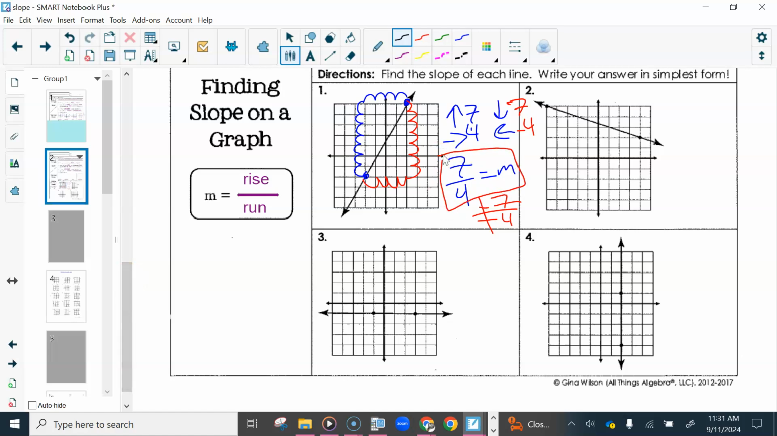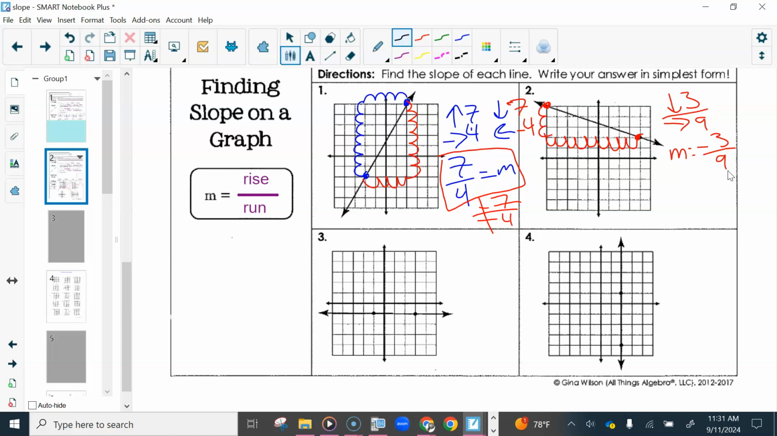Okay. And number 2, what type of slope is that? Negative. So somewhere we're going to have a negative in there. I see visual points. So I'm going to start from this one, and I'm going to count down. It goes down how far? 3, and to the right how far? 9. So because we went down, I'm going to put the negative with that 3. And then could this be simplified?